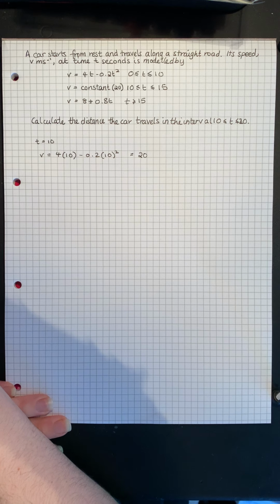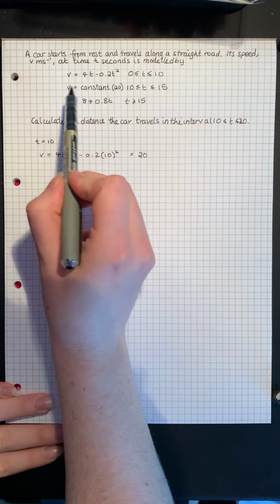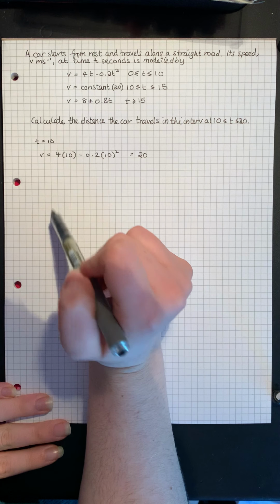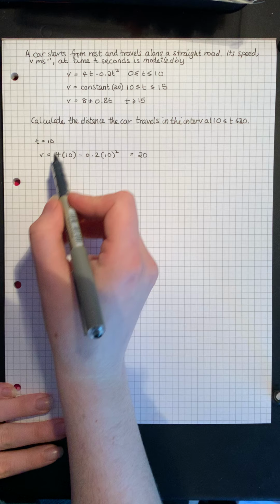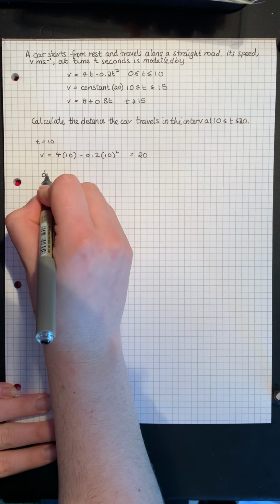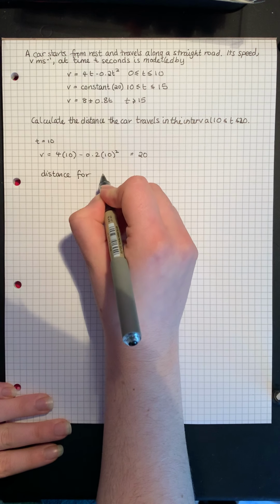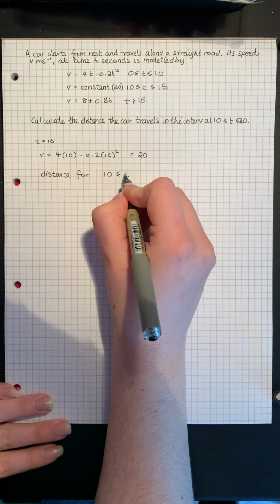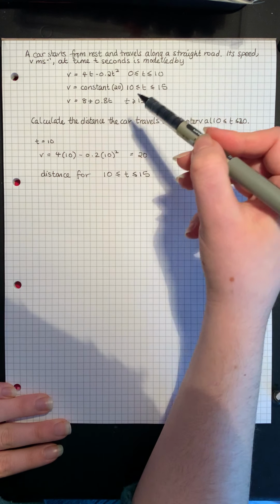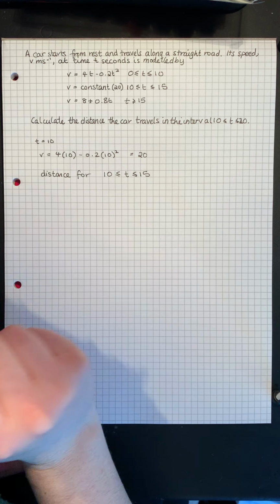Okay, and we want to work out the distance the car travels between 10 and 20. So we need to think about this section and also this section. So we want to do it in two sections. Let's first of all find the distance for 10 to 15. We have to do it separately because we have to do this one and then we have to do this one.